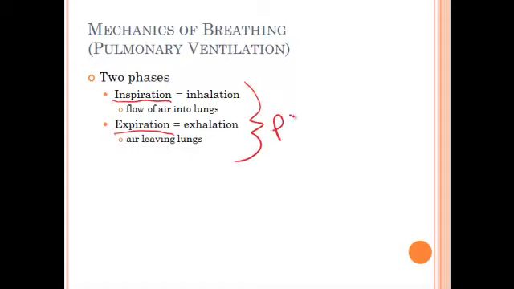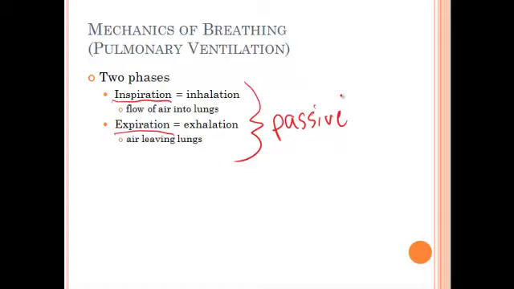This is pretty simple, but something to point out is that the way our lungs work is a passive system. Not necessarily that it doesn't take energy, but the flow of air is passive. What I mean by that is we don't have to actively force air into our lungs. The way that we breathe is that we create a partial, kind of like a vacuum. We change the pressure, and as we change the pressure, the air naturally wants to flow into our lungs.